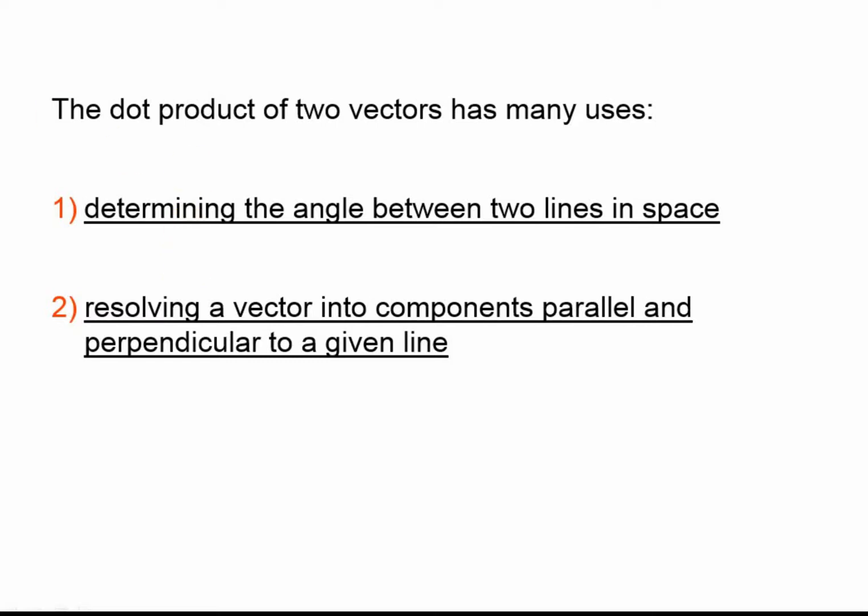So for example, if we have a leg and we want to get the knee angle or ankle angle or hip angle, then many times we want to use the dot product to get the angle between the segments of the body. And another use of the dot product is resolving a vector into components parallel and perpendicular to a given line.